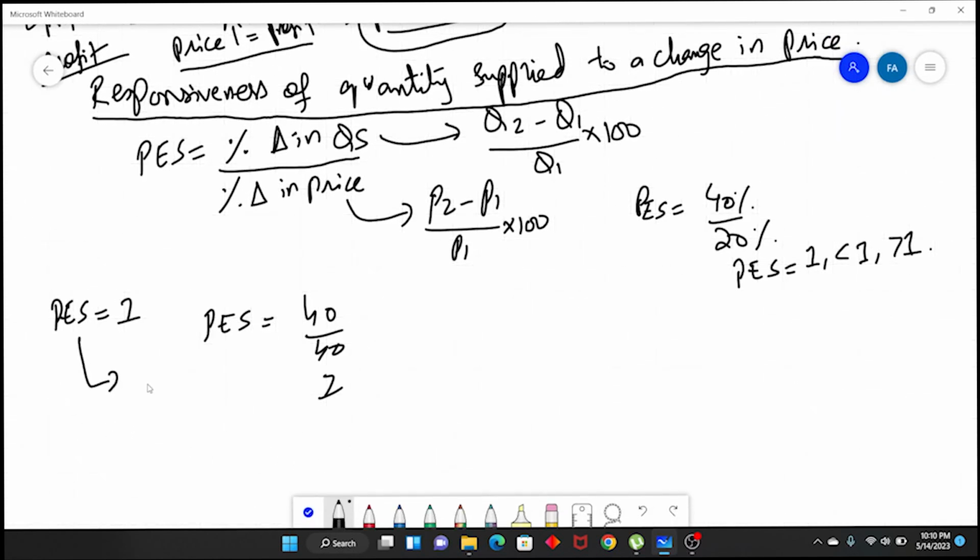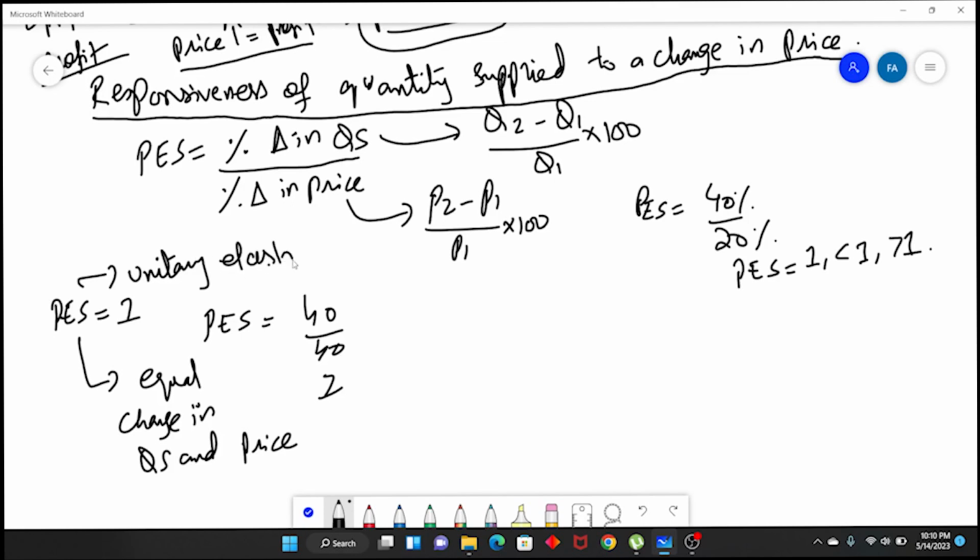When price elasticity of supply is equal to 1, it means there is an equal change in quantity supplied and price. And what do we call it in economics? We call it unitary elastic. I'm trying my level best to give you the concept in a very easy manner, as far as possible from my side. But again, if you people have any questions, you could comment below.